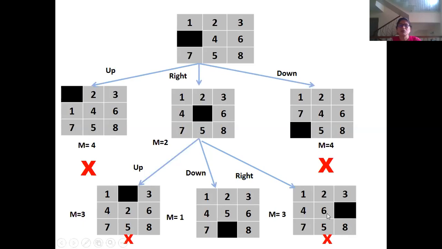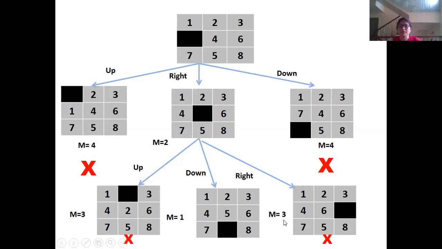When the block is moved to the right, here 1, 2, 3, 4, all these 4 are placed at the right position. But 6 is misplaced. 7 is at its right position. 5 is misplaced and 8 is misplaced. So how many blocks are misplaced? 1, 2 and 3. So the value of M is 3.